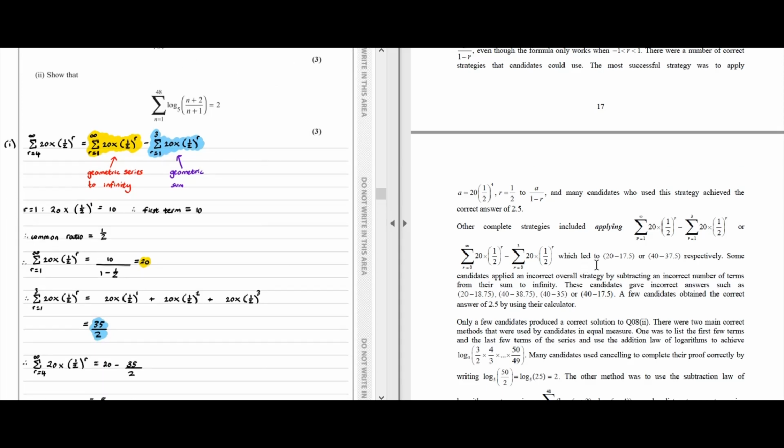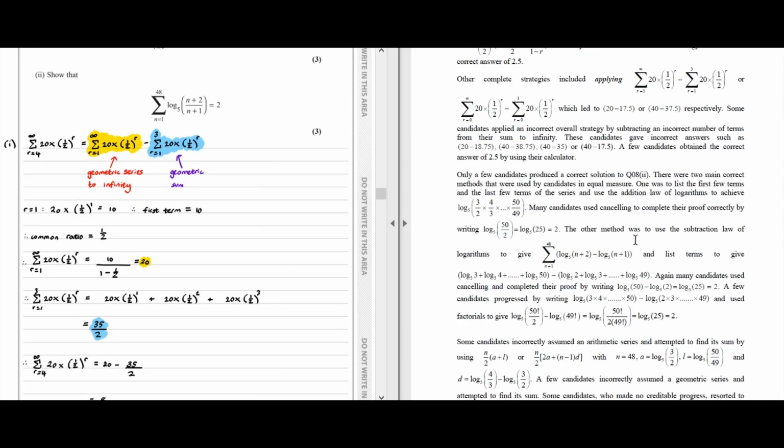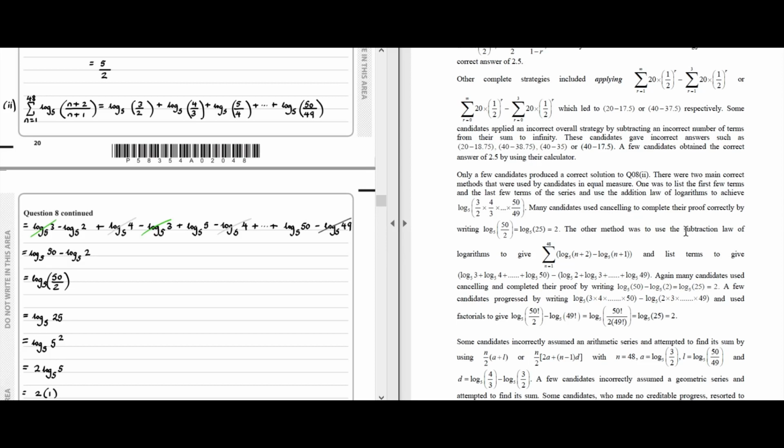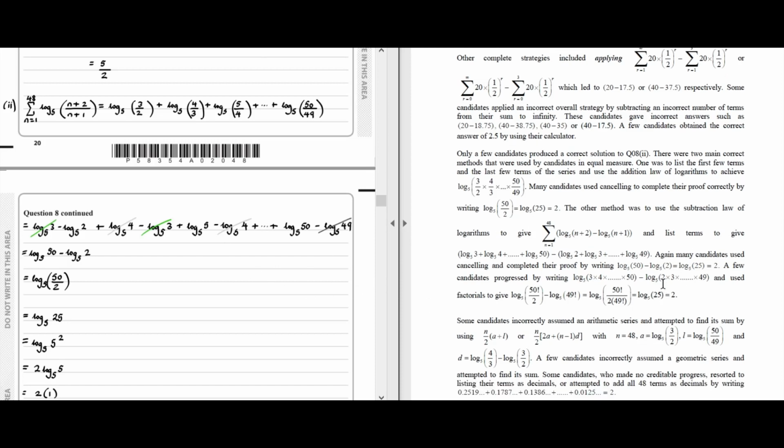Now for the second part, we had another series over here. There were 2 main correct methods that were used by candidates in equal measure. One was to list the first few terms and the last few terms of the series, and then use the addition law of logs to cancel out, and that's what I did over here. Other methods was to use the subtraction law of logs to give this over here, and to list the terms as shown here, and then you'll notice some terms cancel out, and then you can end up at the final answer.